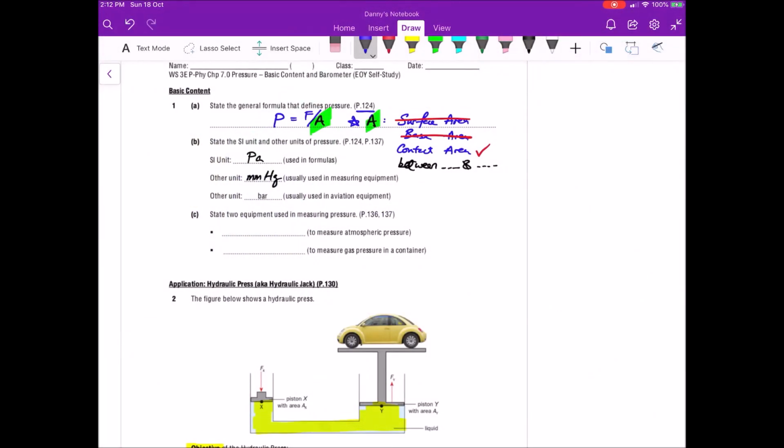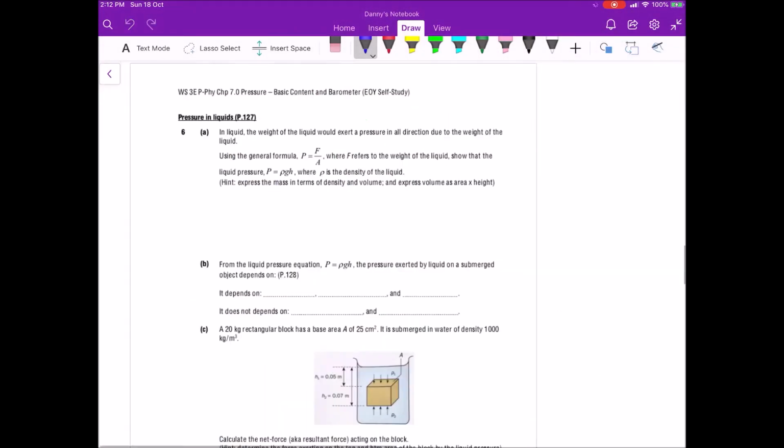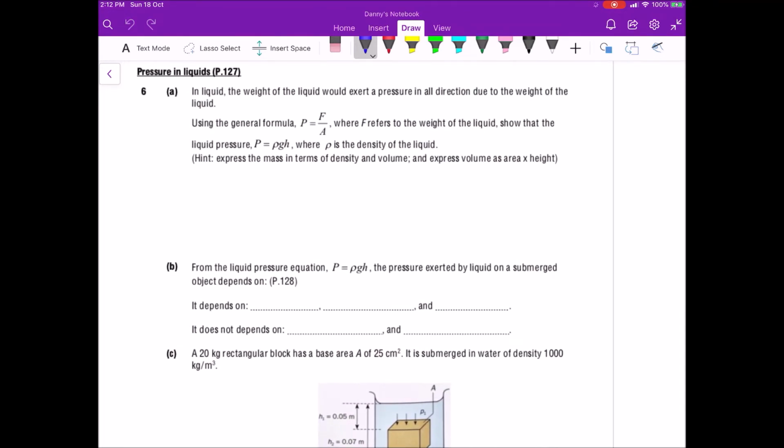Okay, so now we are back to worksheet 7.0, page 4. Basically, question 6A asks you to consolidate how you change P equals F over A into the liquid pressure formula, P equals rho g h. Now, is this tested? Lucky you, this is not tested. Will it be good for you to know? Yes, it's good for you to know.